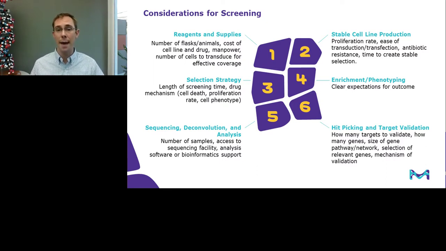in bioinformatics support. And you need to try to anticipate how you'll go about validating your top hits and following up on your screen. These are all pretty standard, but they're things that you're really going to want to include in your planning before you start a screen.